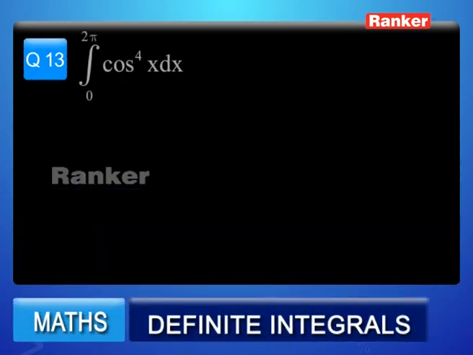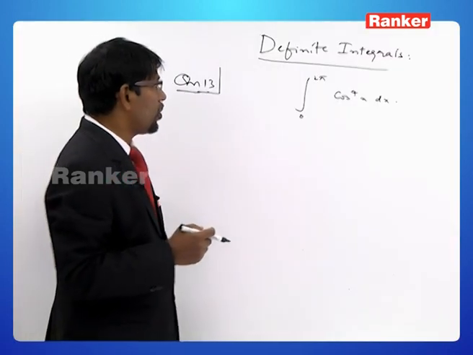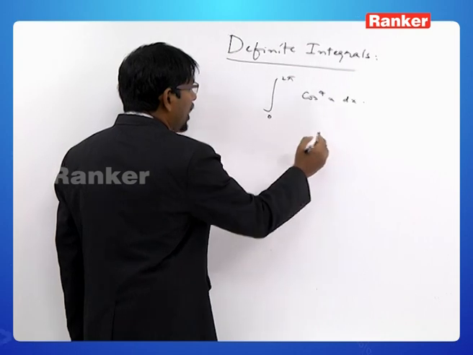Let's move on to question number 13. Integral 0 to 2 pi of cos x raised to the power 4 dx. First option 3 pi by 4, second option minus 3 pi, third option 4 pi by 3, and fourth option is 0. Now let's see how this goes. We actually have a formula.